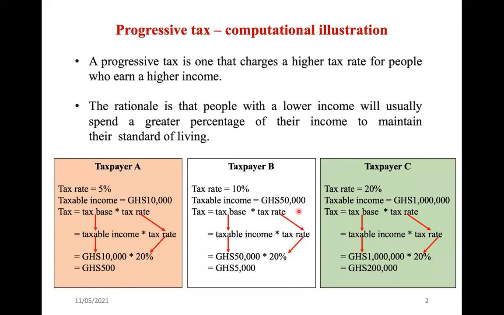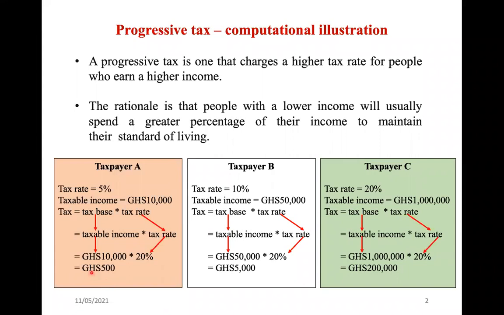Now, taxpayer B's income is 50,000. That is his tax base, and his tax rate is 10%. So if you multiply the 50,000 by the 10%, then taxpayer B pays a total tax of 5,000. Now, taxpayer C has an income of 1 million Ghana cedis, and his tax rate is 20%. So if you multiply the tax base of 1 million by the tax rate of 20%, then taxpayer C pays a total tax of 200,000.